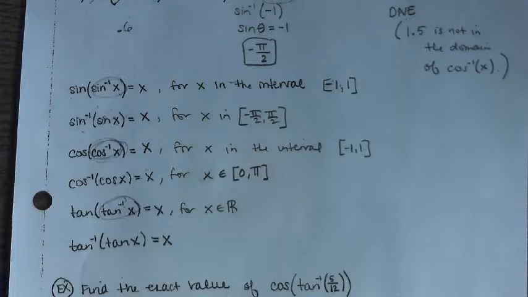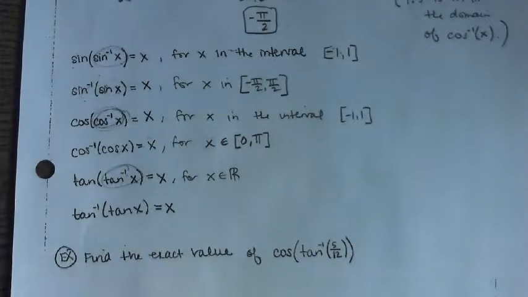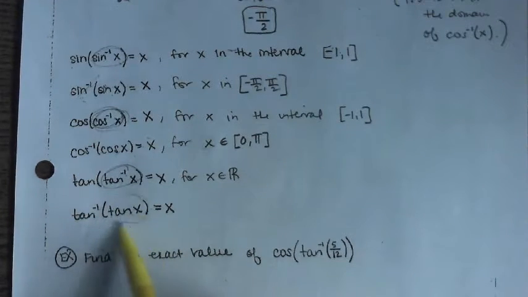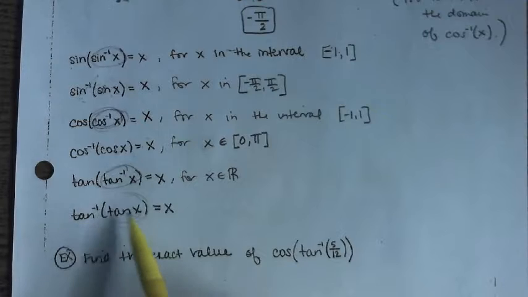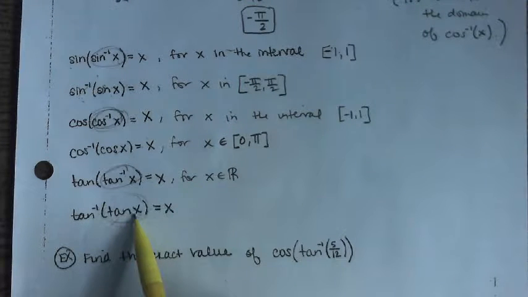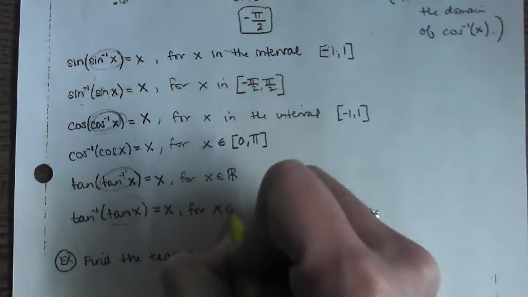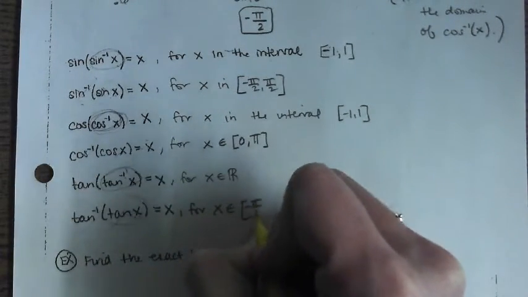And then what about tangent? Same thing, same logic. Inverse tangent, no matter what we're taking, whatever this ends up being, who cares? The inverse tangent of anything has to be between negative pi over 2 and pi over 2. So the only way it's going to appear to be a straight cancellation and x is just going to be the answer is for x's in the interval from negative pi over 2 to pi over 2.